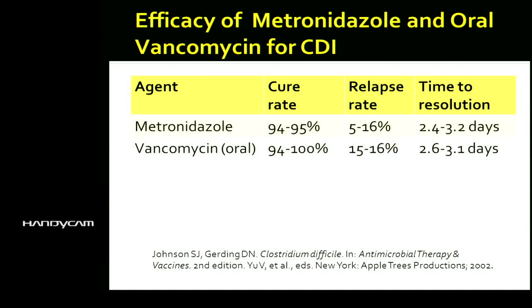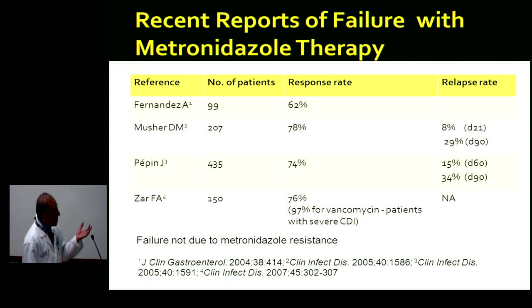So lately, though, after the outbreak occurred and when we started seeing very severe disease, we have seen failures. And the last study by Zar et al, where they actually randomized patients to get metronidazole or oral vancomycin, showed in patients who met criteria for severe C. diff, the response rate with metronidazole was just 76% compared to 97%. So herein lies the reason why we try and stratify them, are they severe or not.